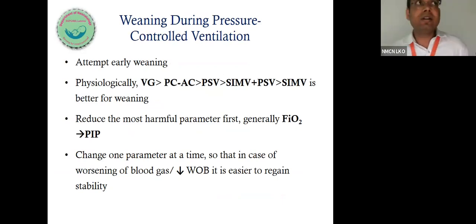So we should always attempt early weaning. Physiologically, as I told, volume guarantee is better than assist control, which in turn is better than pressure support ventilation standalone, which in turn is better than SIMV plus PSV in terms of weaning, and then SIMV has more load. As we know, oxygen is harmful and can cause toxicity. So FiO2 should always be weaned first in comparison to PIP. And as ma'am had already told, we should try to change only one parameter at a time, so that in case of worsening of blood gas or increased work of breathing, it is easier to regain stability.